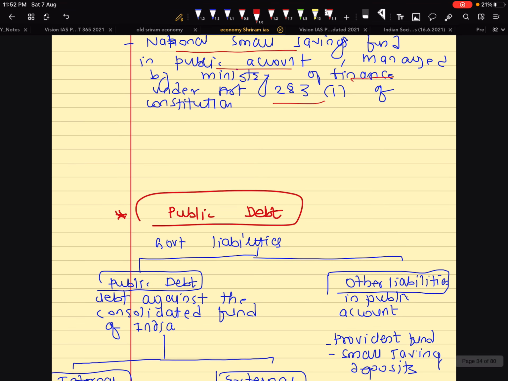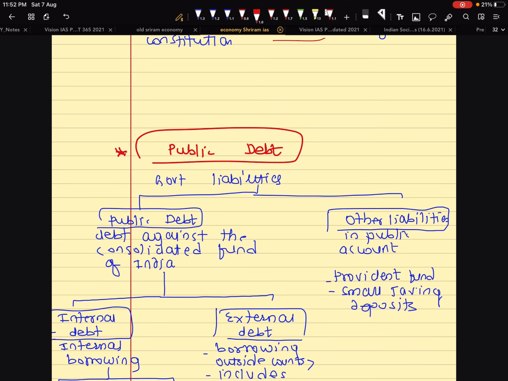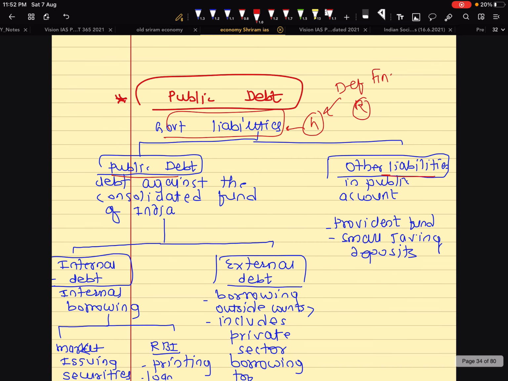Then we will understand what is meant by public debt. We have seen government liabilities, like deficit financing. While understanding that financing, there are two components: one is that the RBI can finance, or the other is the government. The government can finance through various mechanisms, and it leads to government liabilities, as the government has to pay back whatever it borrows from someone. There are two types: public debt and other liabilities. Public debt is against the Consolidated Fund of India, while other liabilities are against the public account, for example provident fund or small saving deposits.